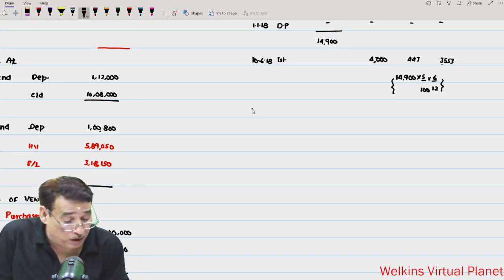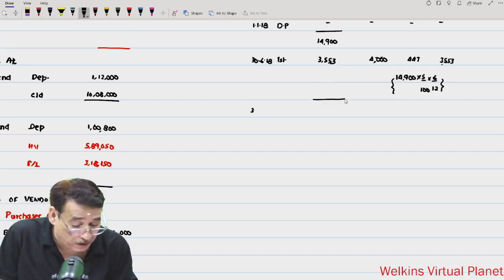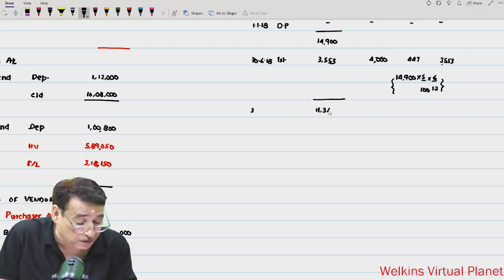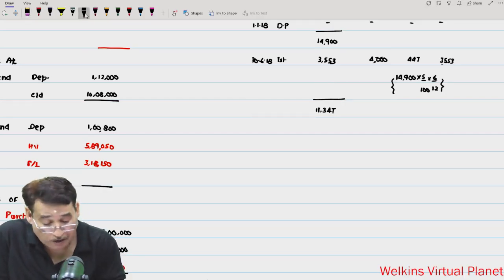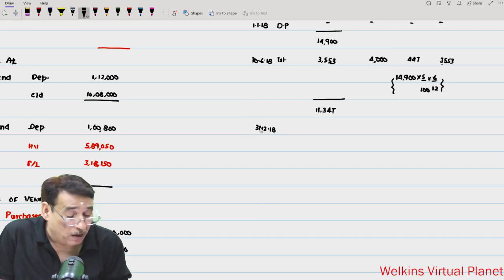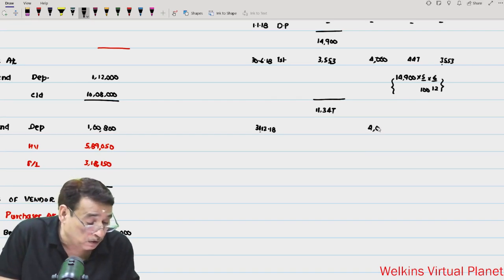Then we are going to move over to, first let me subtract this also. So that means after this payment, the amount due is equal to 11,347. 11,347 is the amount due, correct? And now we will move on to 31st of December 2018, when the second installment will become due. Your second gross installment is 4,000.